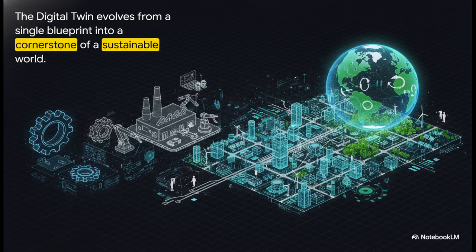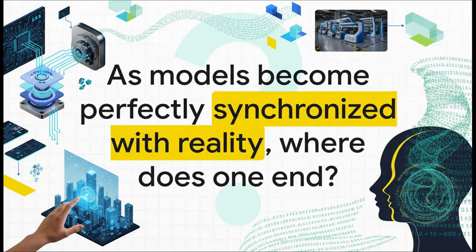So, as we've seen, this whole journey of the digital twin starts as a simple blueprint of one single thing, but it evolves into something so much bigger. It becomes a cornerstone technology for building a smarter, more efficient, and truly sustainable world. And all of this leaves us with one last kind of mind-bending question to think about. As these digital copies become more and more perfect, as they get more deeply intertwined with their physical counterparts, constantly swapping data and influencing each other, where exactly is the line between the virtual and the real? And what happens when that line just disappears altogether?